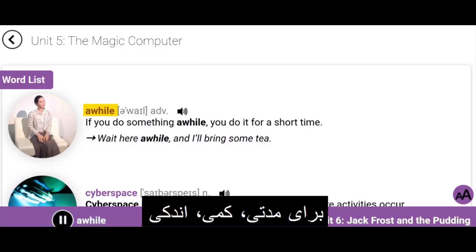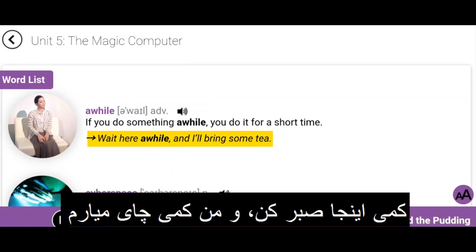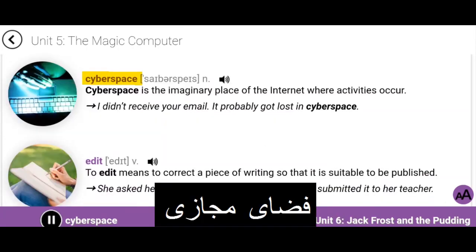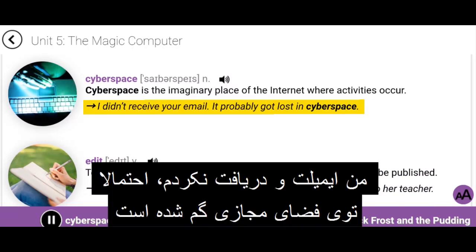A while. If you do something a while, you do it for a short time. Wait here a while, and I'll bring some tea. Cyberspace. Cyberspace is the imaginary place of the internet where activities occur. I didn't receive your email. It probably got lost in cyberspace.